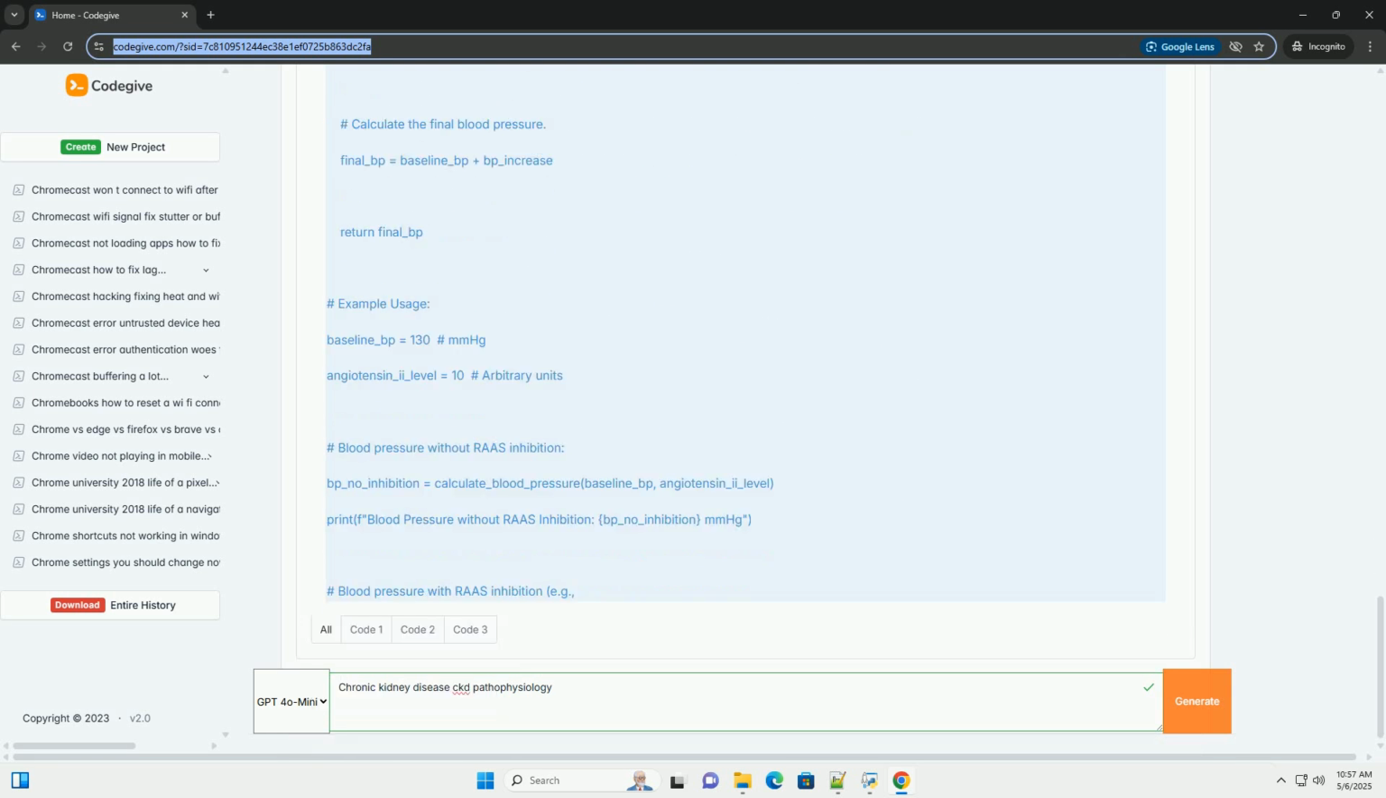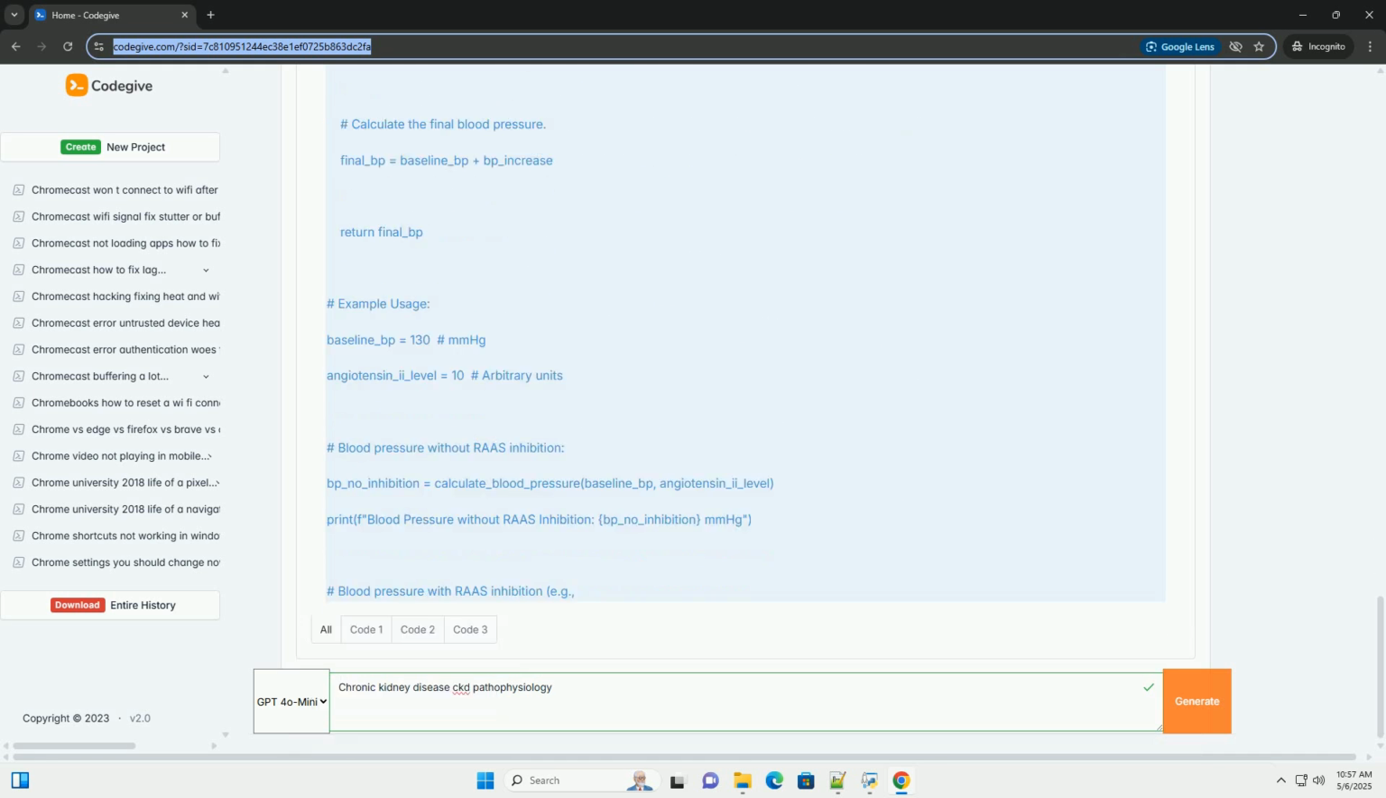3. Staging CKD. The Kidney Disease: Improving Global Outcomes, KDIGO, guidelines define CKD stages based on GFR. Stage, GFR in ml/min/1.73 m², description, implications. G1, greater than or equal to 90, normal or high GFR with kidney damage: monitor for progression, manage underlying conditions. G2, 60 to 89, mildly decreased GFR with kidney damage: monitor for progression, manage underlying conditions.